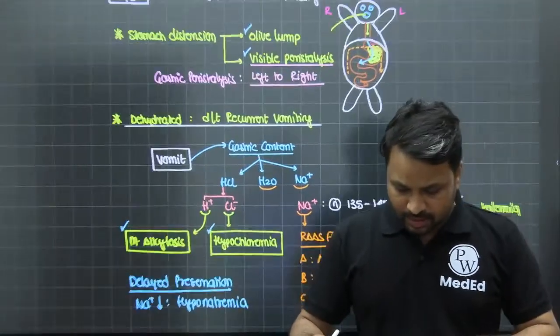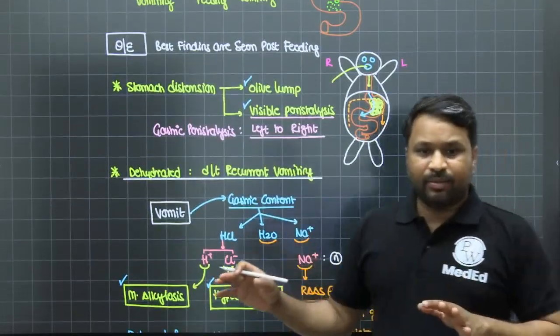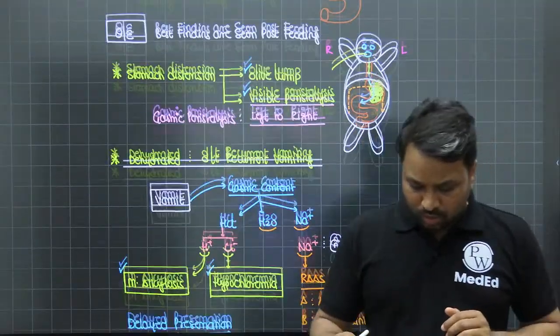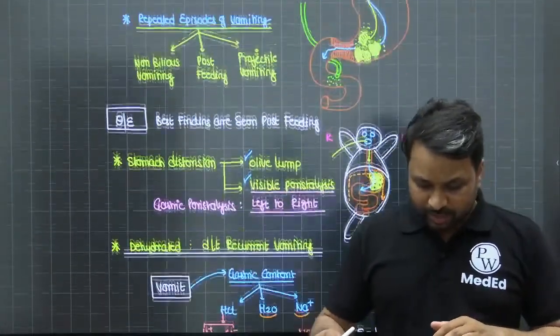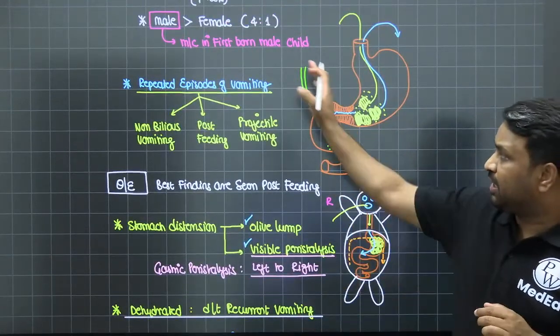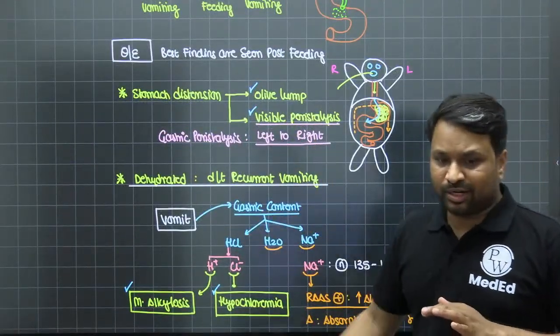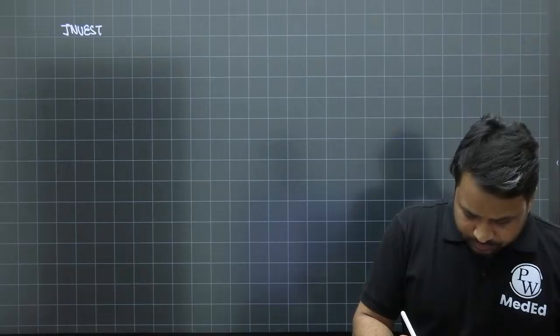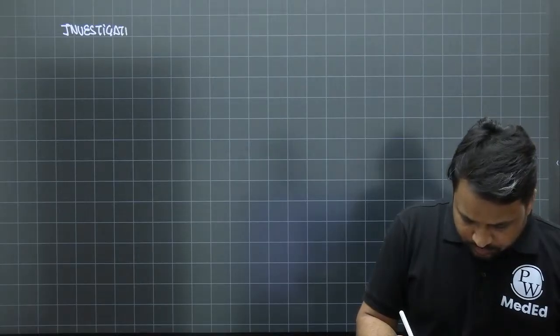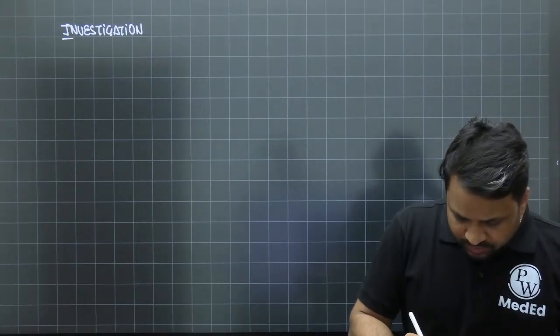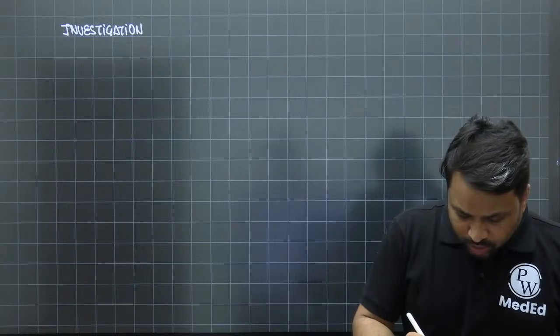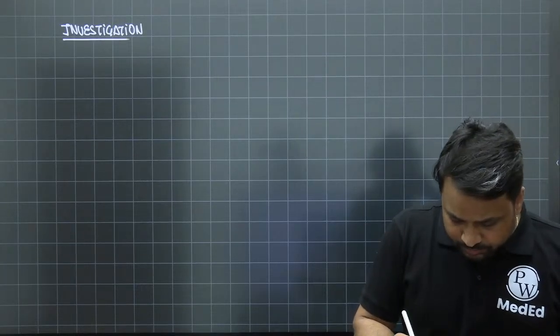Right. Now I have a baby who's been presented to us. Now what would you like to do? So I have a baby with repeated episodes of vomiting. This is the presentation. On examination, these are the findings, and on electrolytes, this is what we see. Right. Now in terms of investigation, you can do a contrast imaging as well. Right.